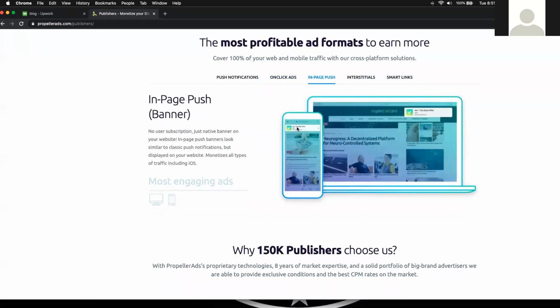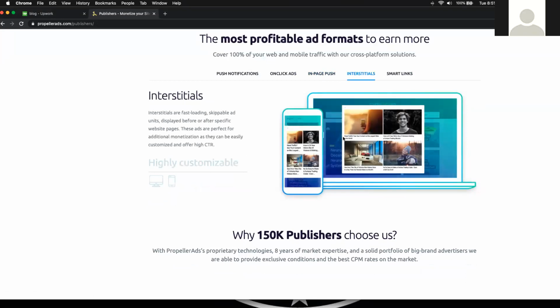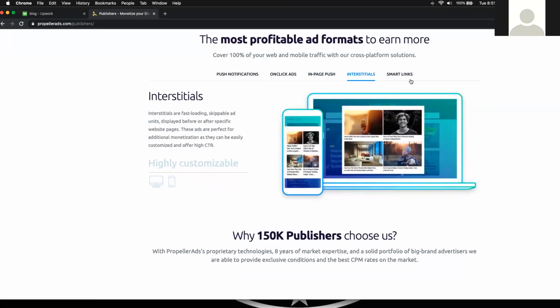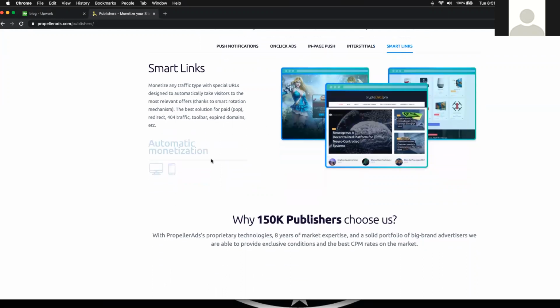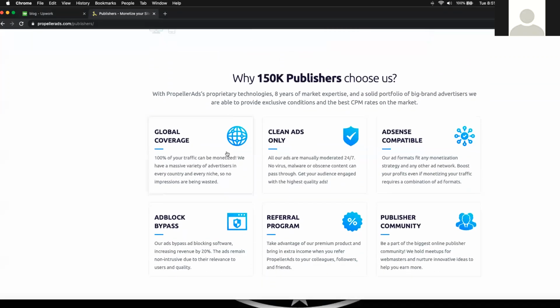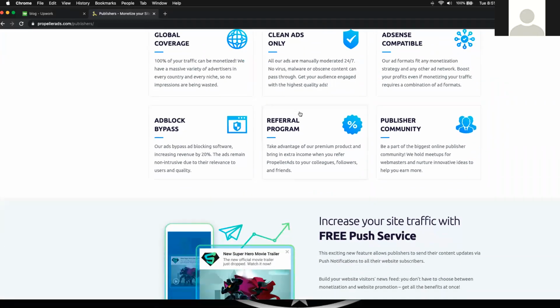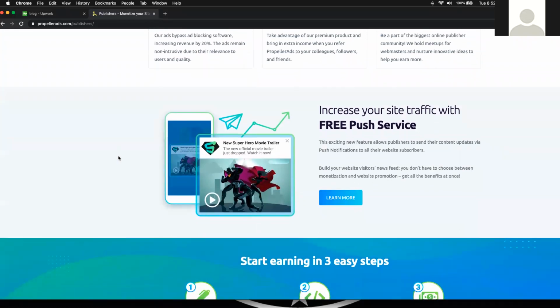And what you'll be called is a publisher. So if you want to look for other companies that pay publishers, all you have to do is type "top publisher advertising" into Google and it'll show up. But Propeller and Google AdSense are my top ones I choose. Propeller is very easy to get in there. Clean ads, not spammy.